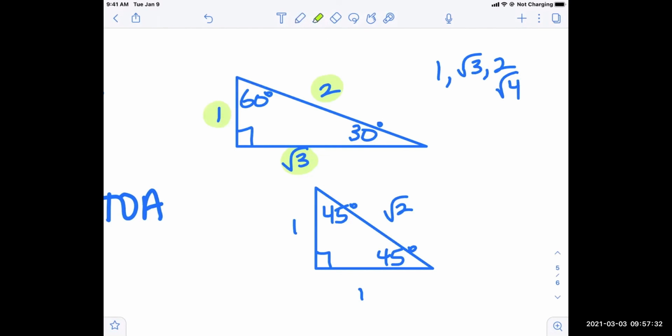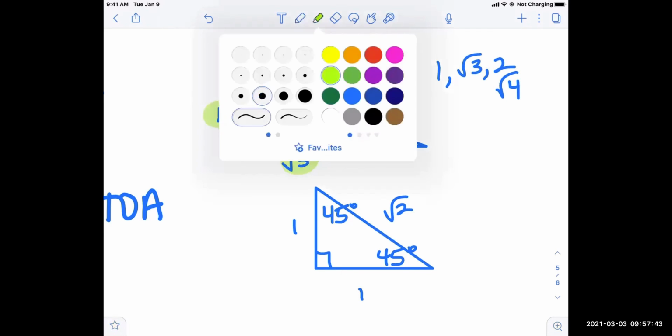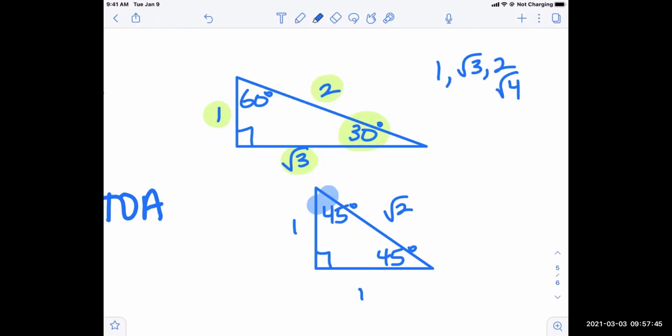And also the one that has the 30 in it, that's got the 3, is the one that has the square root of 3. The triangle that has two congruent angles has two congruent sides, so it's got the square root of 2. This one has 3 different angles, so it has 3 different side lengths, and it's got the square root of 3 in it.